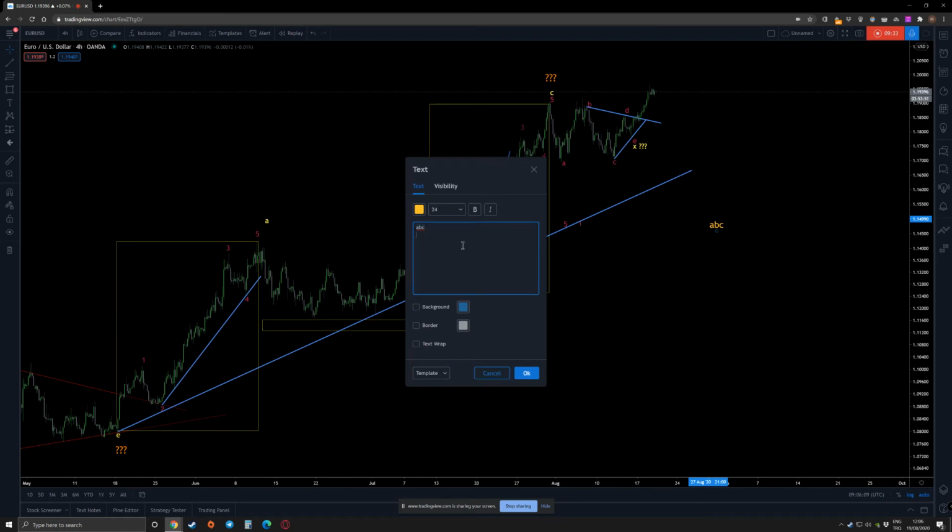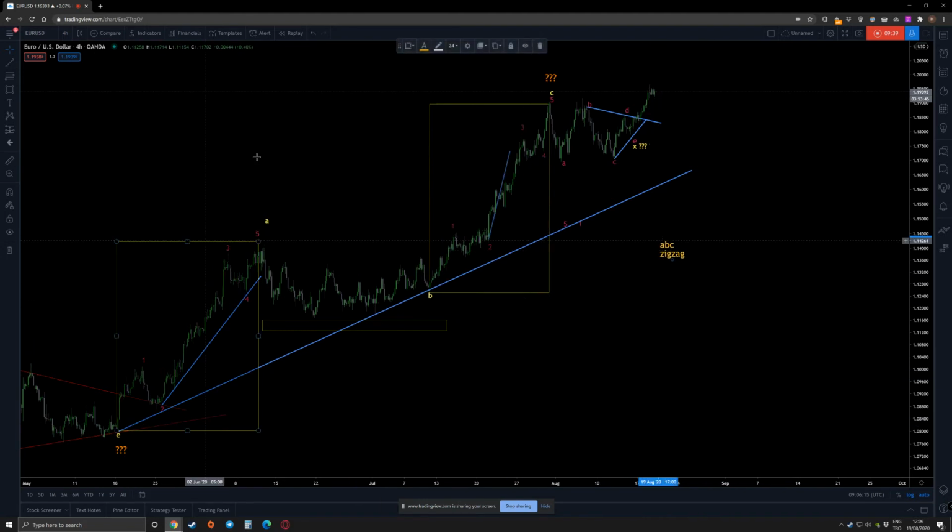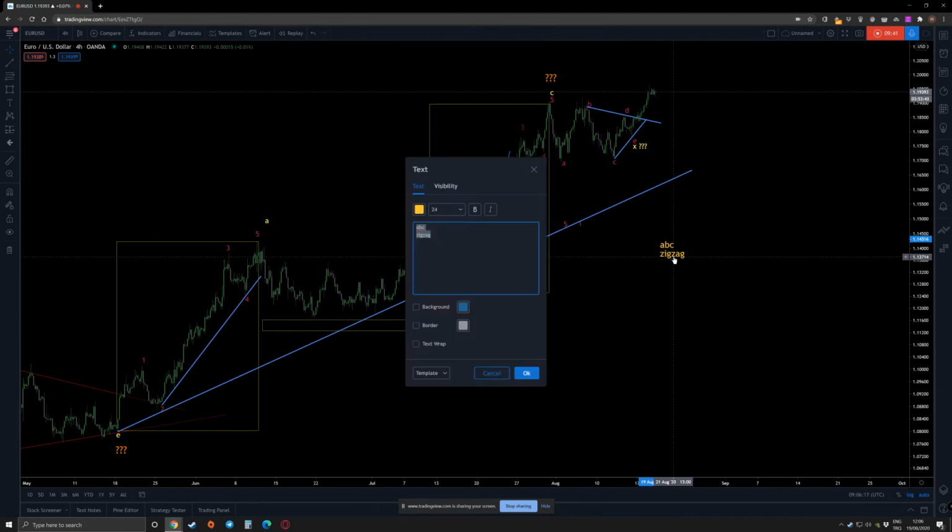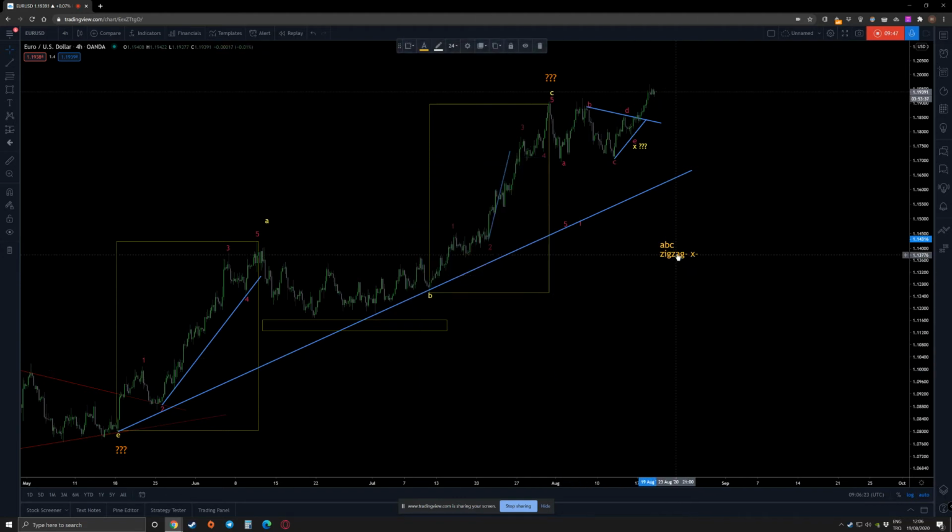Now, if that is the end of the X wave, it means that we have this ABC as a zigzag, yes? So we have the zigzag so far, this ABC. And now after our zigzag, we have the X wave. Now, the thing that makes a great Elliott wave trader rather than someone just throwing out labels is that you have to know the possibilities that you have.